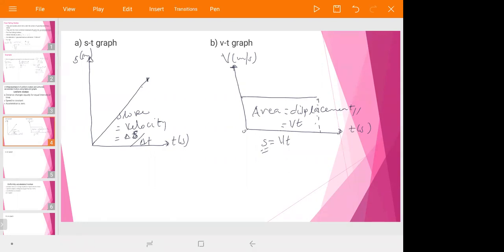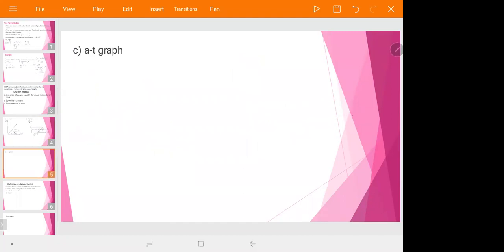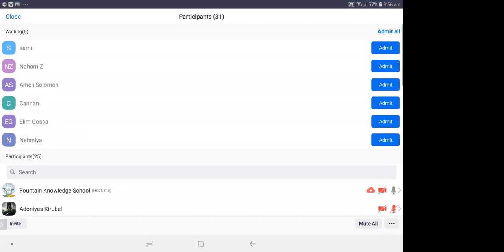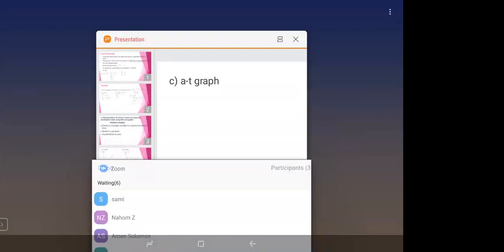When we represent uniform motion graphically, we do have first, what we have seen in A, and then in B, velocity time graph of uniform motion, okay? Uniform motion. The third one is, for example, acceleration time graph.